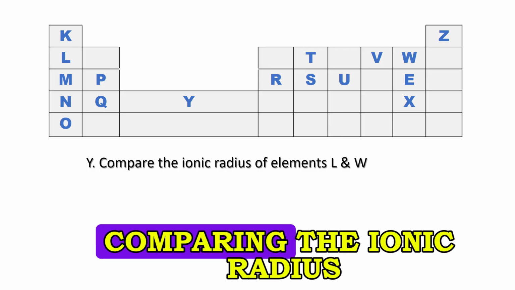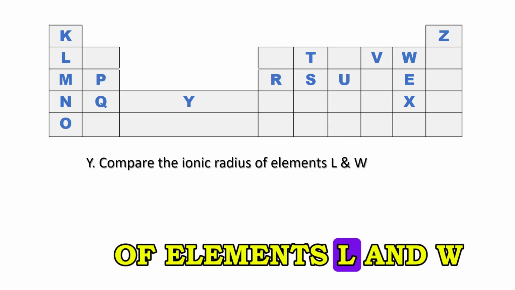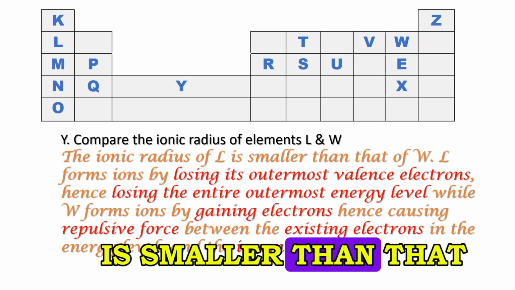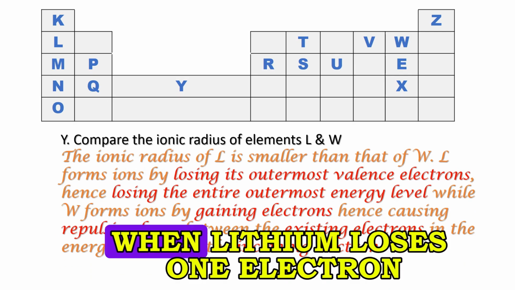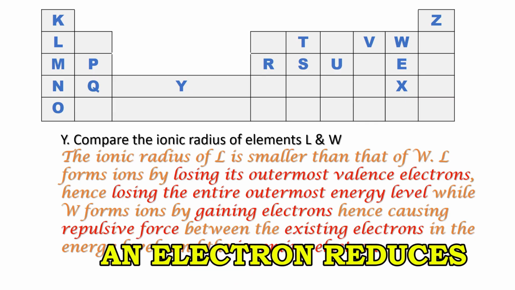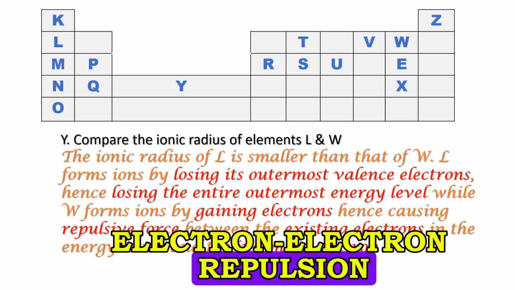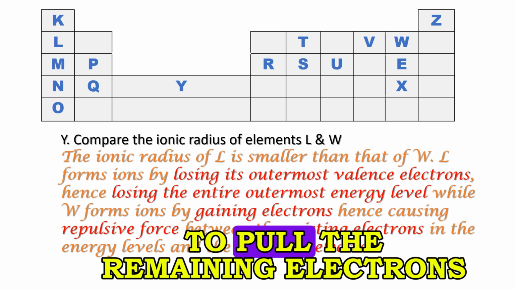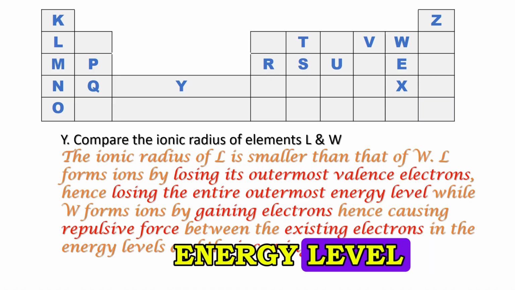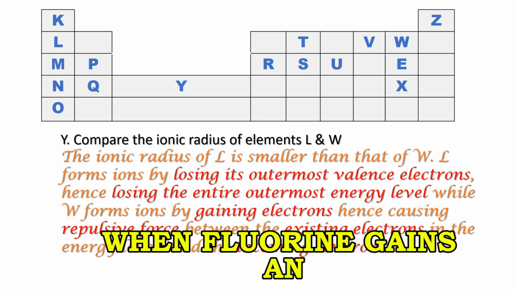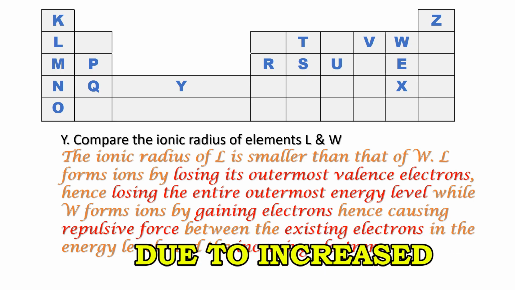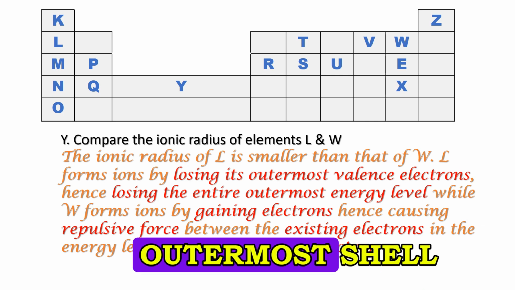Question Y. Comparing the ionic radius of elements L and W. The ionic radius of L, which is lithium, is smaller than that of W, fluorine. When lithium loses one electron, it shrinks in size because the loss of an electron reduces electron-electron repulsion and allows the nucleus to pull the remaining electrons closer. Also, it loses an entire energy level. On the other hand, when fluorine gains an electron to form an ion, it expands in size due to increased electron-electron repulsion in its outermost shell.